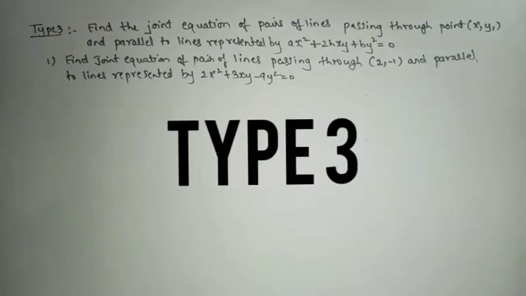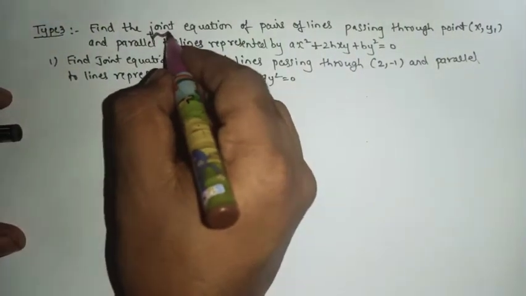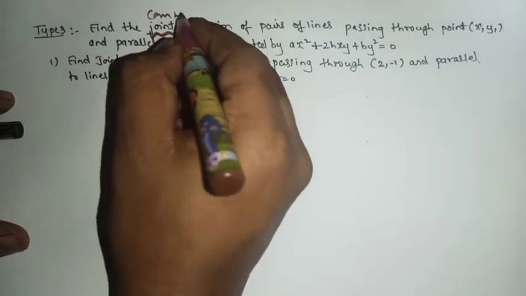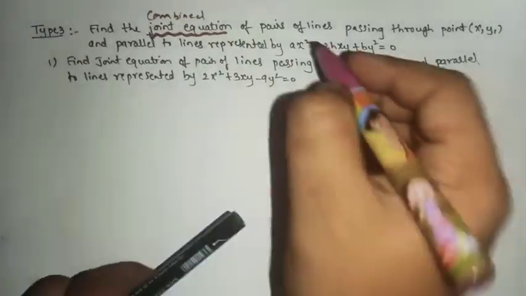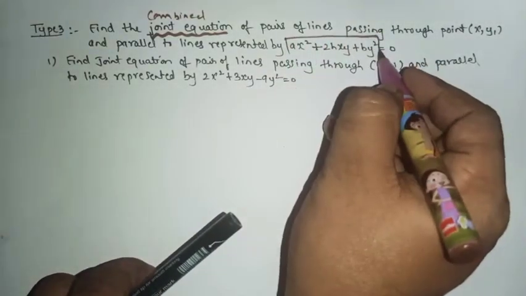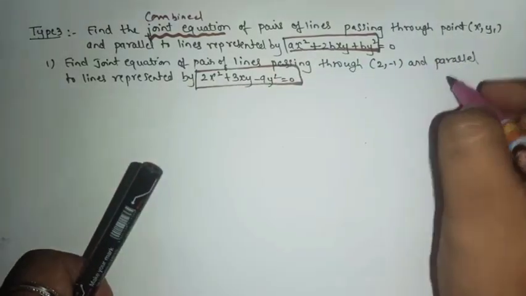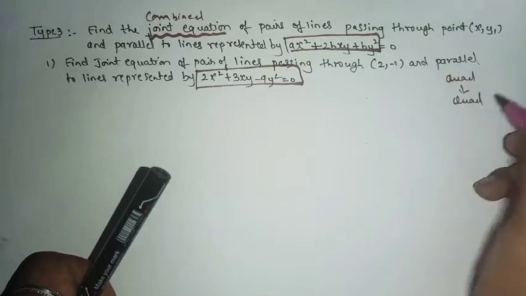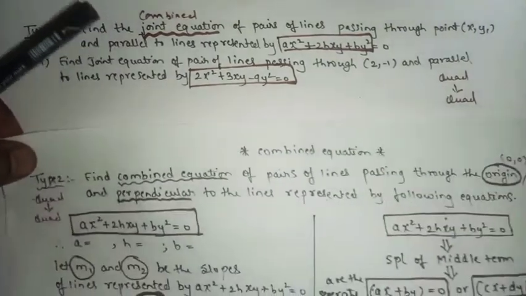So now in this video, we'll see type number 3. In type number 3, again you have to find the joint equation. As I said, the meaning of combined and joint is one and the same. We have the quadratic equation here, can you see? That means from the quadratic, you have to find the quadratic. It is the same as type number 2 only, yes or no? Same as type number 2.